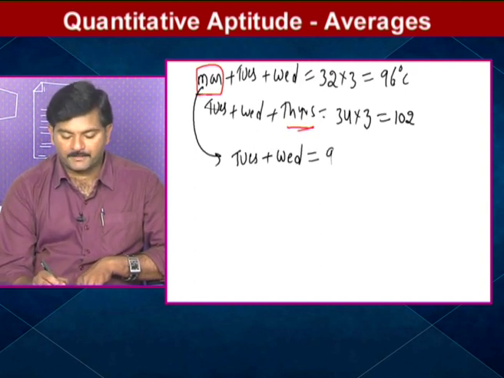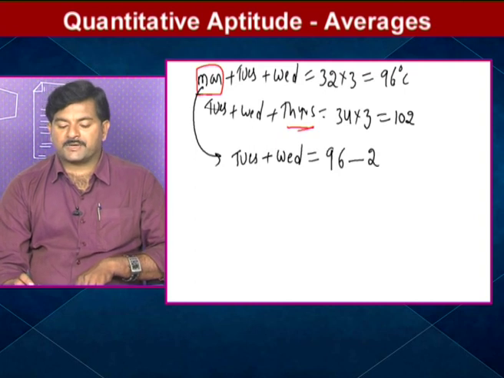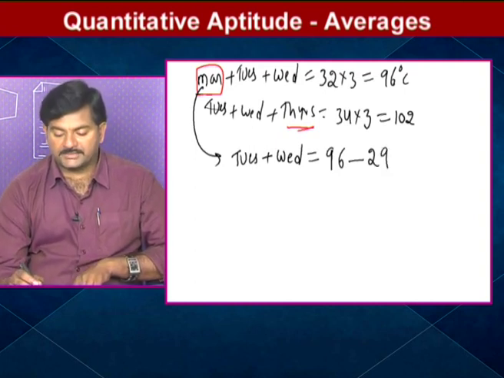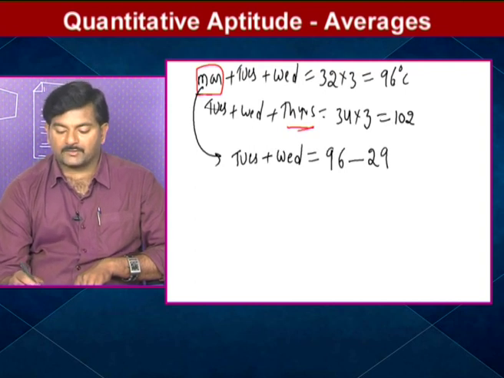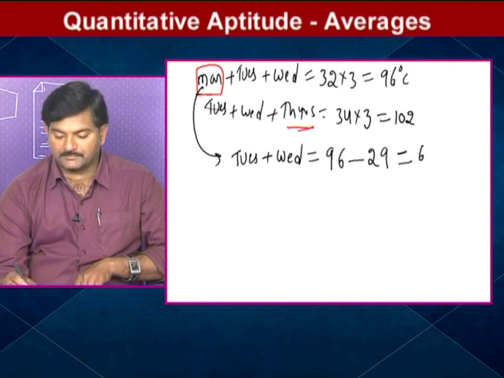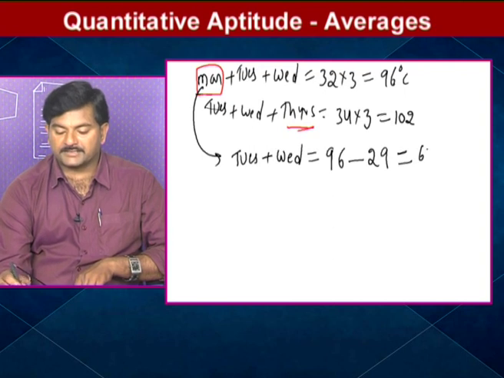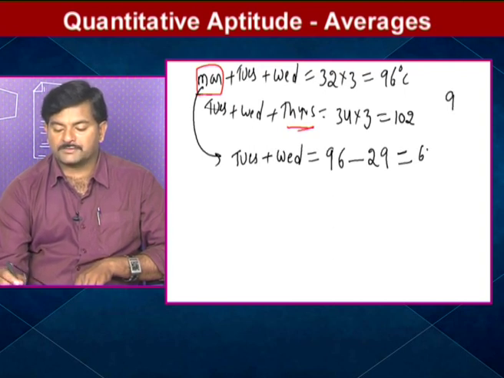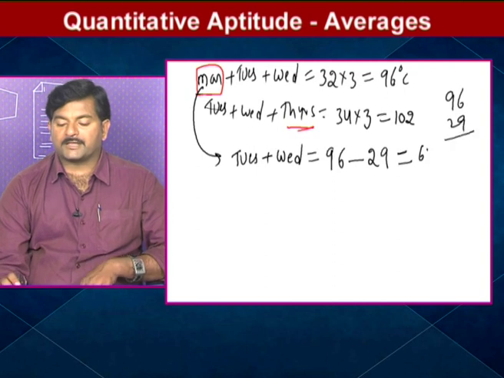96, so 96 minus how much is given? 29. 96 minus 29, 16 minus 9 is 7, and 8 minus 2 is 6, which is equal to 67, right? See, observe here, 96 minus 29. So subtraction, what are we getting here?